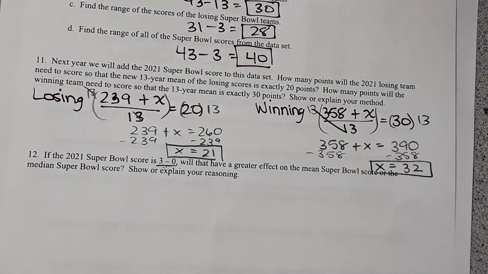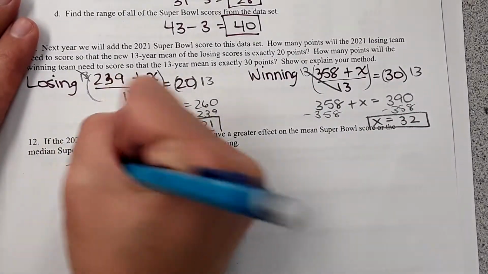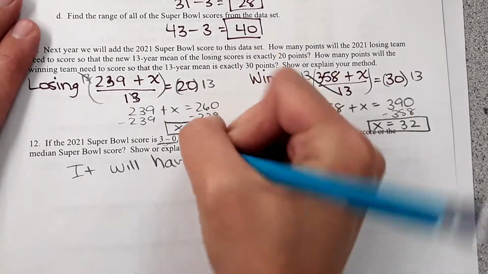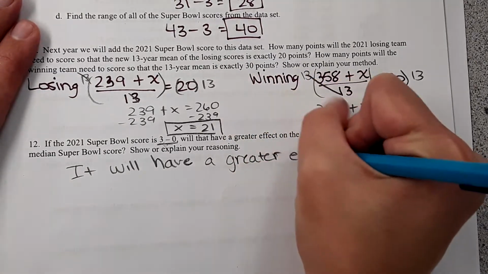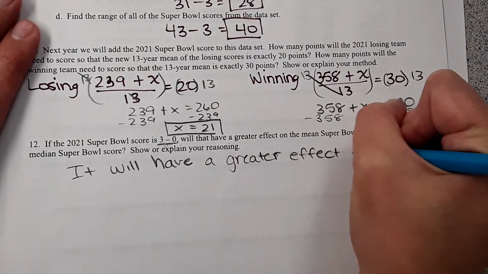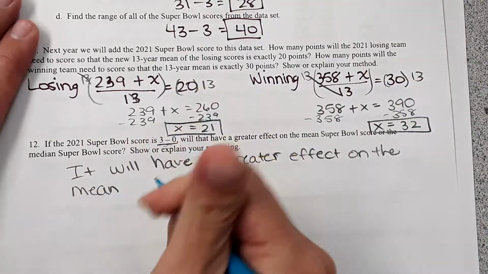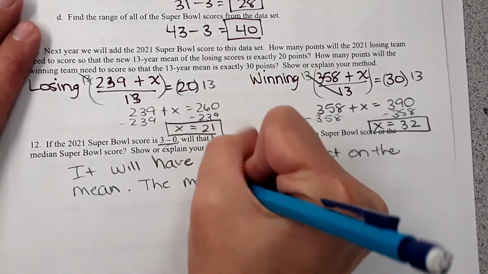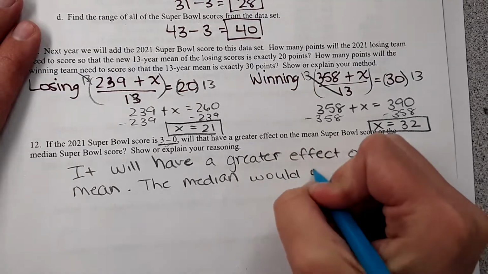It might jump to 23 and 31, but it wouldn't change a lot. So our answer here is, if the score was 3 to 0, it will have a greater effect on the mean. The median would only shift one number.